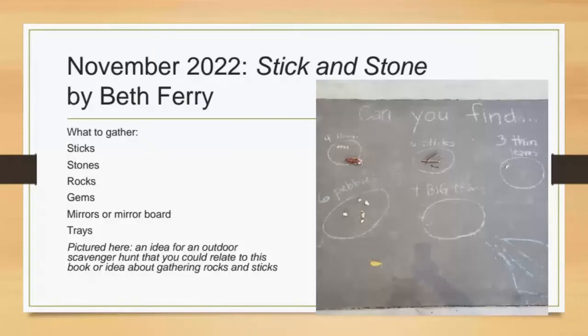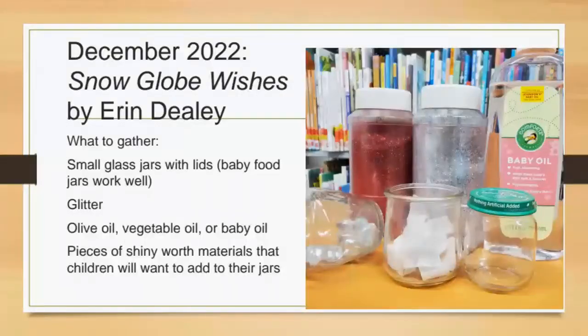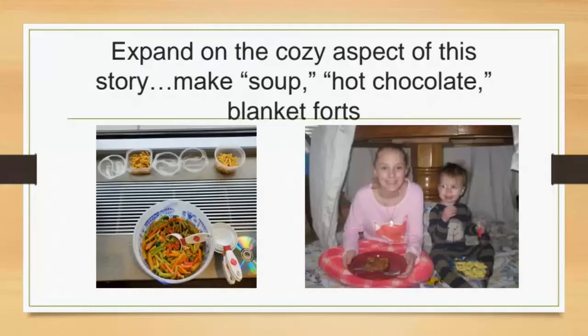Then in November, we're going to do Stick and Stone. We'll do sticks and stones, rocks and gems, and mirror boards and trays. Then in December, I'm going to do snow globe wishes. I think I'm actually going to let them make their own little snow globe, so they will get to take that home. We're also going to do blanket forts, and we're going to make pretend soup and pretend hot chocolate and things like that. We're also going to do fort making with blankets and sheets.